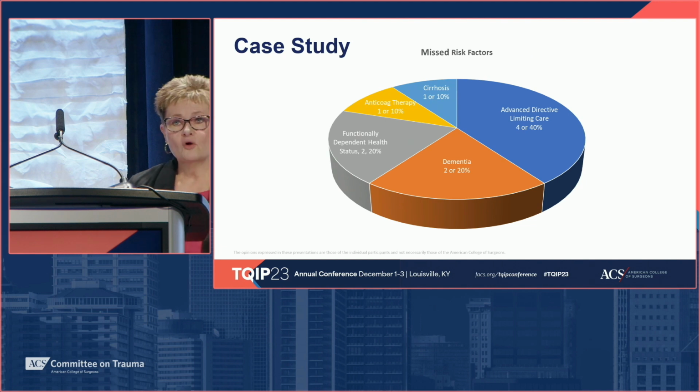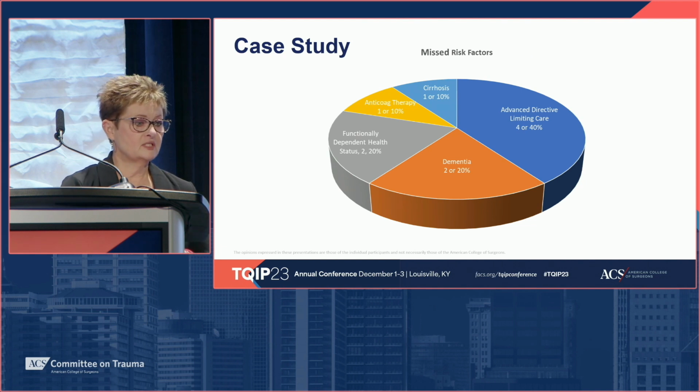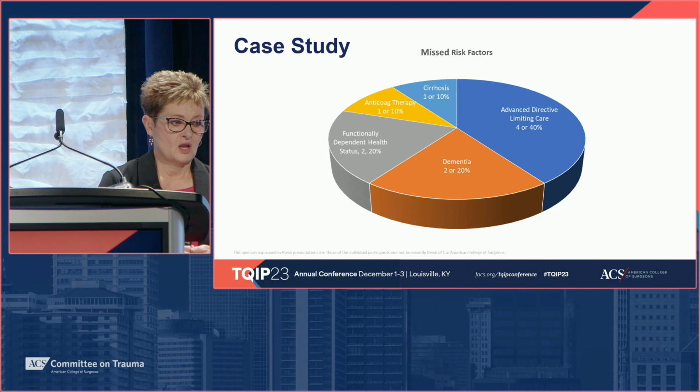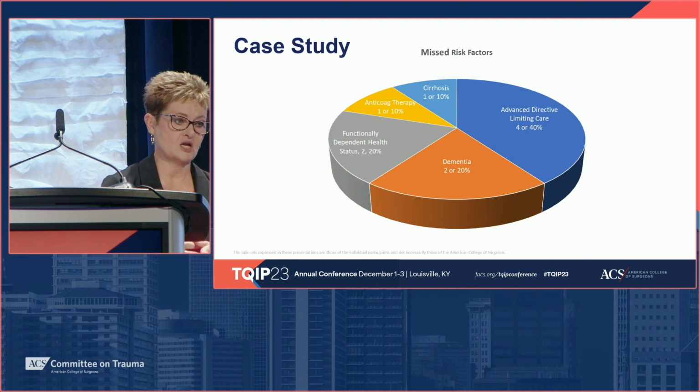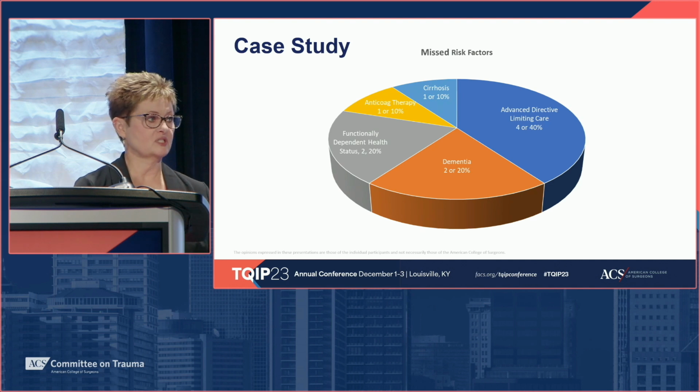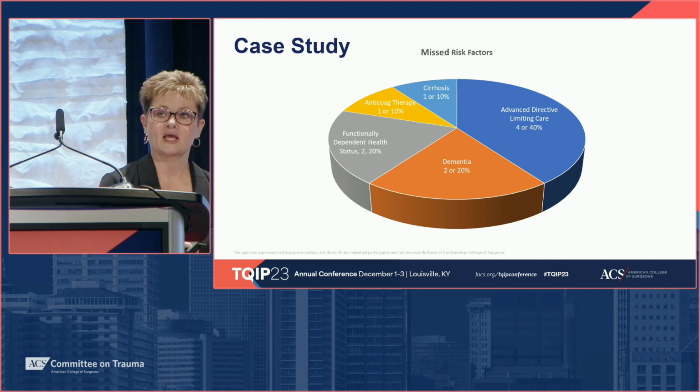So one of the things I noticed from that registry review is we missed some risk factors for advanced directive limiting care. And as you just heard, if we had caught those, 4 patients would have not hit our data. So that's huge. We had 2 dementias, we had 2 functionally dependent health statuses, we had anti-coag and 1 cirrhosis. So we have some opportunity, we had some missed risk factors. And this does impact your risk mortality or your risk-adjusted mortality.